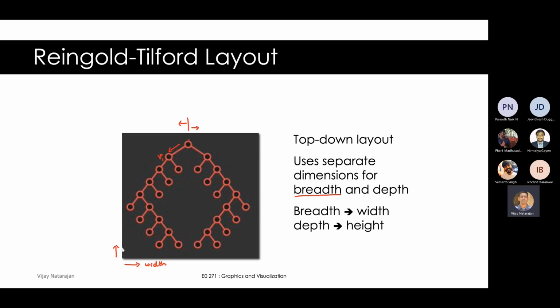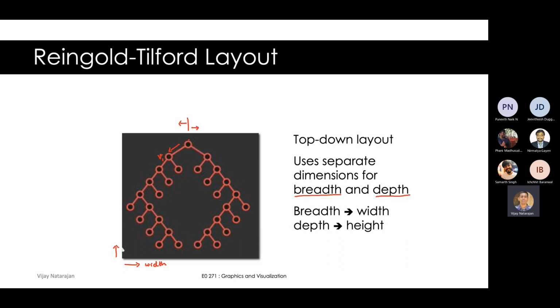There is another property of the tree, which is the depth. So the question now is, how do you map the depth and the breadth to the two dimensions that you have on the plane? So what the Reingold-Tilford layout does is, it takes the breadth and maps it to width, which is x-axis, and it takes the depth and maps that to the height axis. So very simple, and it creates a layout such as this.